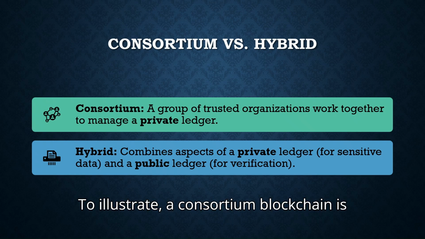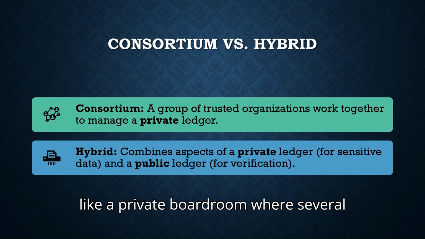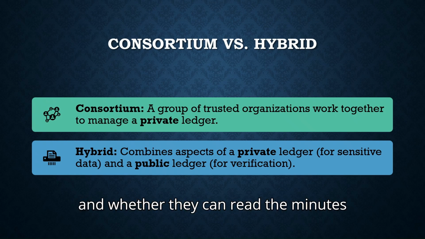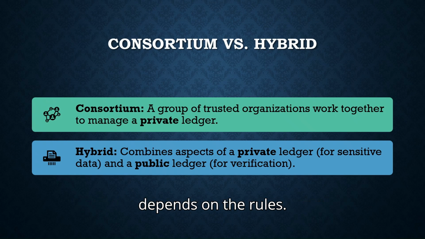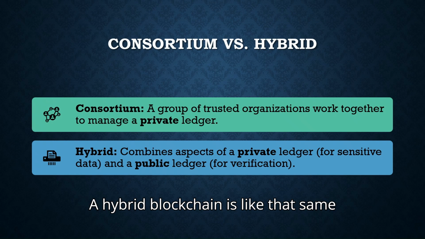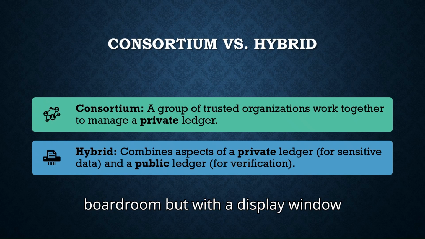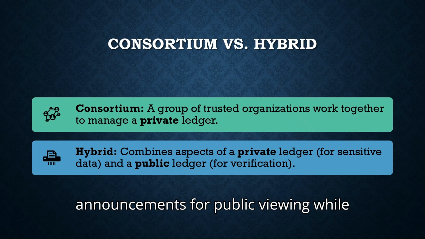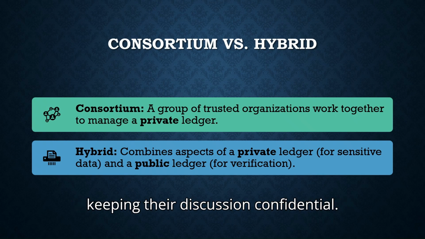To illustrate, a consortium blockchain is like a private boardroom where several companies meet. Outsiders cannot enter, and whether they can read the minutes depends on the rules. A hybrid blockchain is like that same boardroom, but with a display window where the companies can choose to post announcements for public viewing while keeping their discussion confidential.